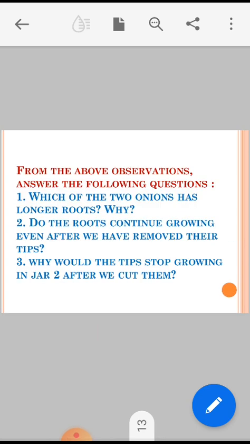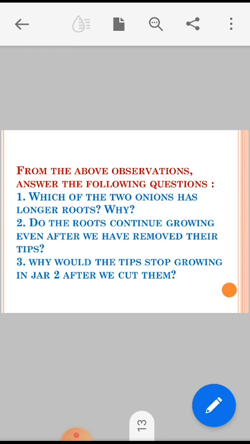Now while you are doing this, you also have to answer the following questions. The first question is, which of the 2 onions has longer roots? So you have to write the onion in jar 1 or onion in jar 2. So which of the two has longer roots, and you also have to mention the reason why.